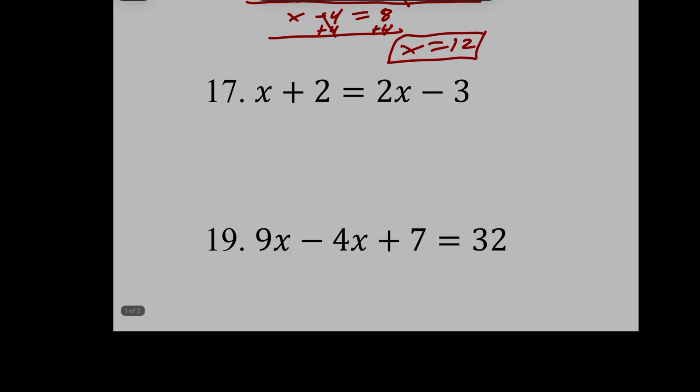Now, 17, I see a letter, a number equals a letter and a number. Okay, variable on both sides. So let's get the variables on one side. I'm going to subtract the x from both sides. And the reason is because I want to keep it positive. So I'm going to drop down a 2. Now, here's how you need to think about it. That's a 2x minus a 1x. And that's going to leave you a 1x or just x minus 3.